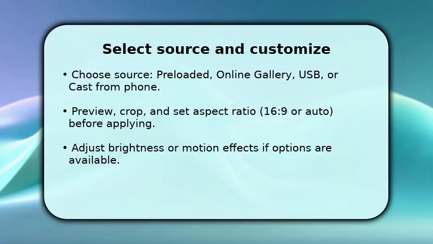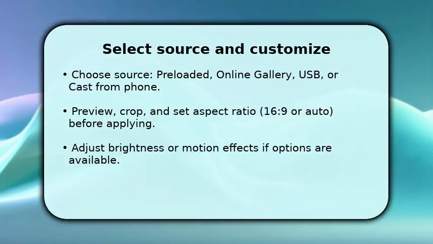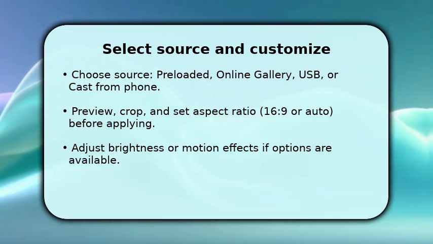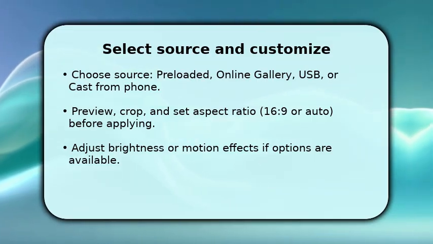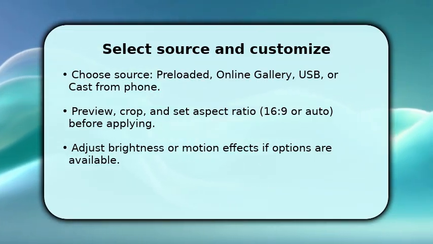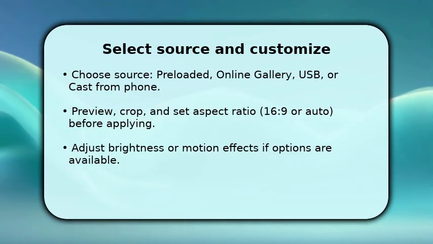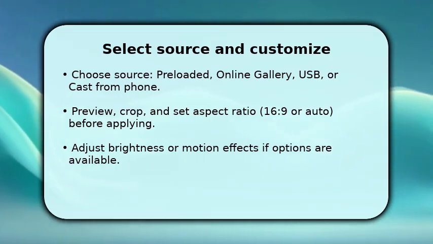Once inside the Wallpaper menu, choose the image source: preloaded themes, online gallery, USB drive, or cast from your phone. Select a candidate and use Preview to check framing, then crop and set the aspect ratio to 16:9 or auto so the image fits without stretching. If the TV offers motion or Ken Burns effects, toggle them based on preference because they change perceived sharpness.